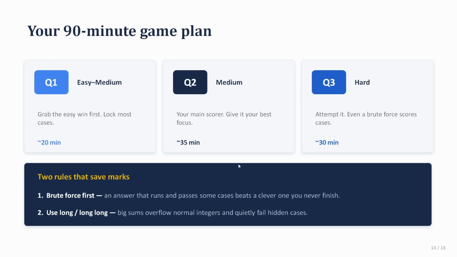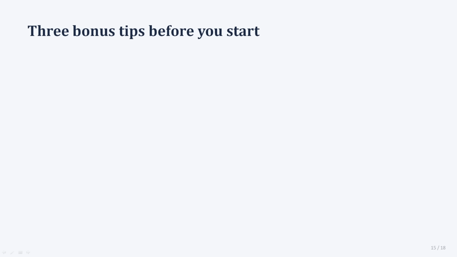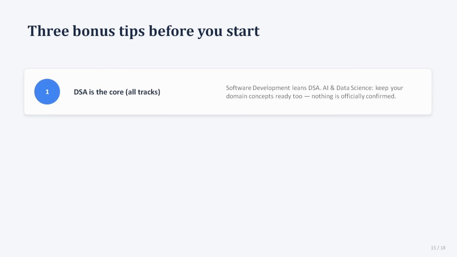And now, rules that save marks. Brute force first, and use long instead of int so big numbers don't quietly break your code. 3 quick tips before you begin. Number 1, DSA is the core for every track, but if you are on the AI or data science track, keep your domain concepts ready. Nothing is officially confirmed yet.